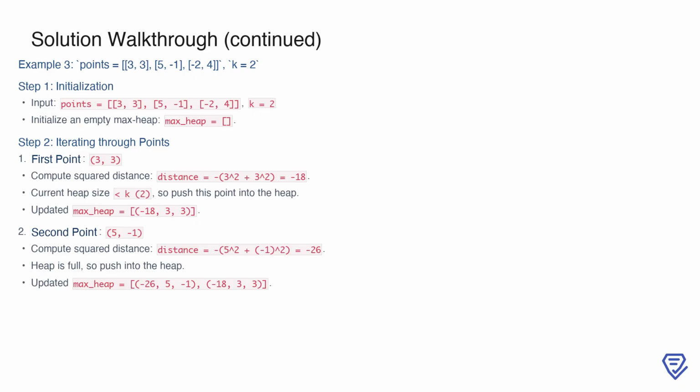For the first point, [3, 3], its squared distance is calculated as -(3² + 3²), which equals -18. Since the heap size is less than k, we add this point to the heap. The heap now contains (-18, [3, 3]). For the second point, [5, -1], the squared distance is -(5² + (-1)²), which equals -26. The heap is still not full, so we push this point into the heap. The heap is updated to (-26, [5, -1]), (-18, [3, 3]).